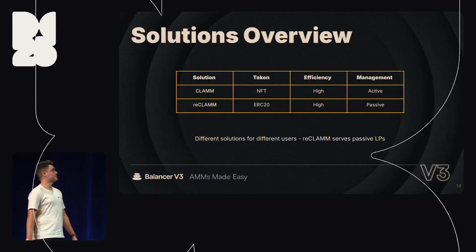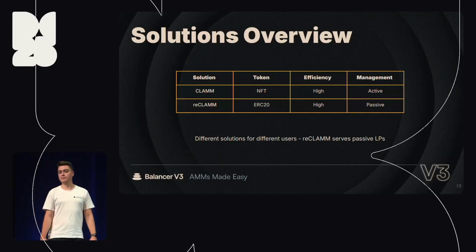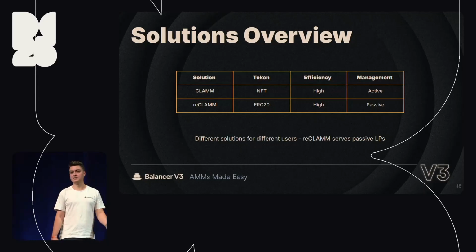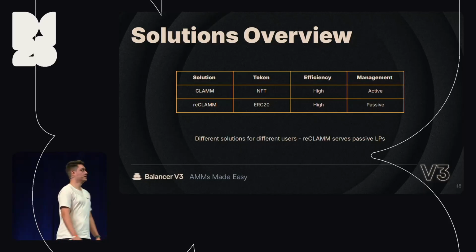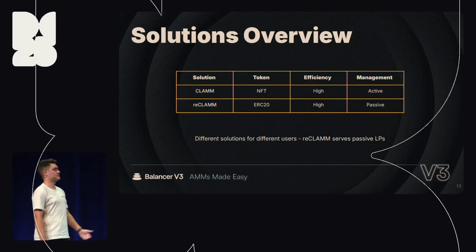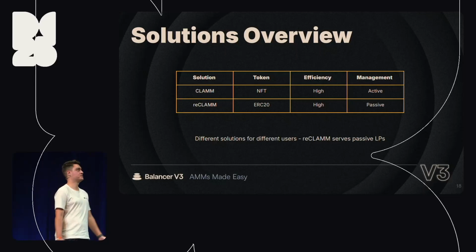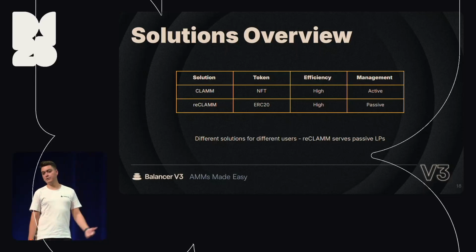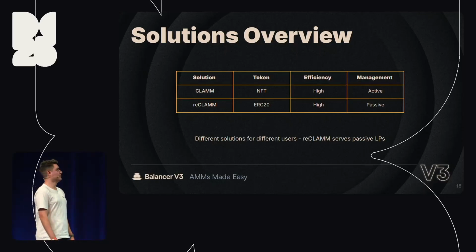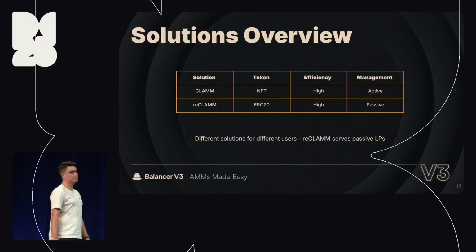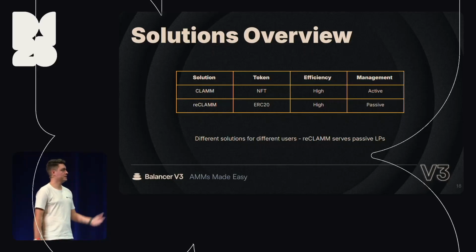Overview of the solutions out there. You have concentrated liquidity AMMs, where the token is an NFT, so it's non-fungible. On ReCLAMM, that's an ERC20, as all LP tokens, the BPTs, as we know on Balancer. The efficiency for both, I would claim, is high. Again, the math is still the same. On management, on one side you have active, on the other side you have passive. That does not mean concentrated liquidity is not good. We're building concentrated liquidity. Those are different solutions for different users, and ReCLAMMs serve best the passive liquidity providers.